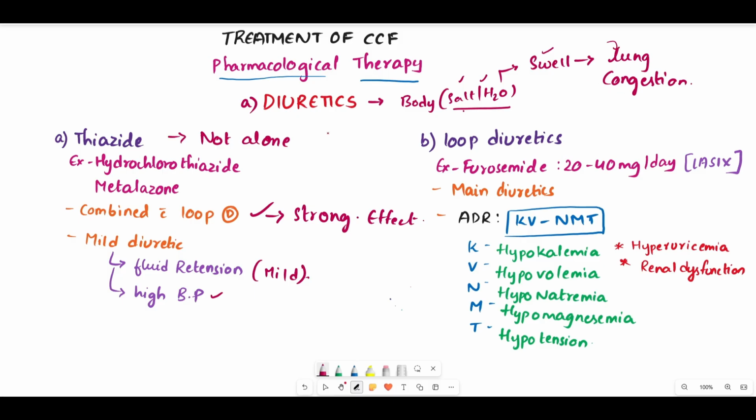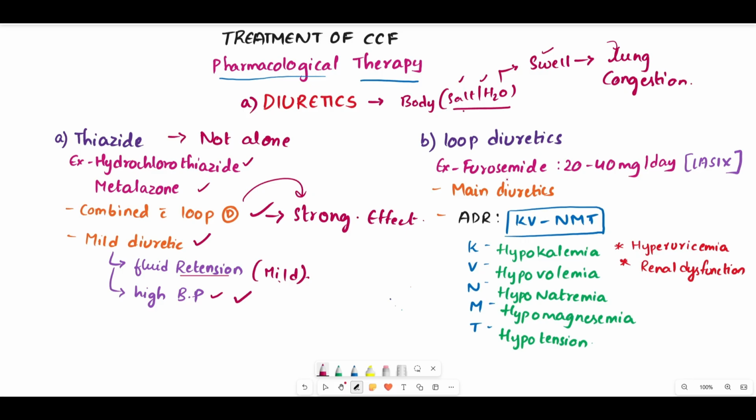So usually in the diuretics in heart failure, we will be using thiazide diuretics or loop diuretics. When you use thiazide diuretics, these are not given alone. They will be combined along with the loop diuretics and then given, because that produces a stronger effect to the body. So coming to the examples, hydrochlorothiazide and metolazone will be given. And this thiazide diuretic is a mild diuretic, so it is useful for producing mild fluid retention, and it also helps in treating high BP conditions.